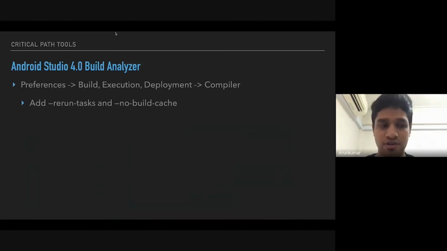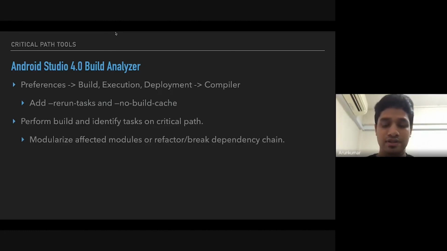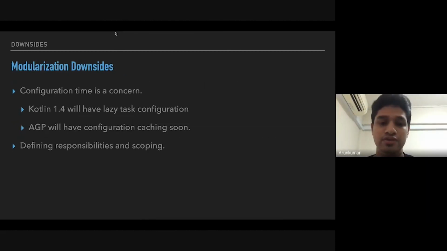There are a couple of gotchas. As I mentioned earlier, critical path is influenced by whether your build is incremental or clean, right? We need to know the execution time of all tasks, and that can only be done when all the tasks are executed. So to do this, we can add rerun tasks to your compiler argument and no build cache. So ensure builds are purely executing. Then what you want to do is look at your critical path from Android Build Analyzer, modularize, run it again and see if your build time is improving, and repeat it again, then hopefully you will end up with reduced build time.